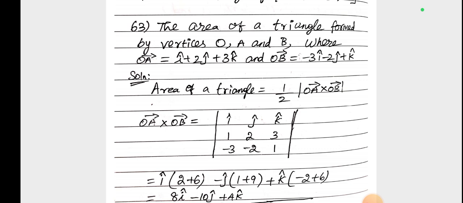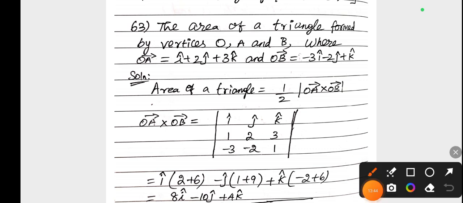So going for the 63rd question. Area of a triangle formed by vertices O, A, B. OA given, OB given. So the area of a triangle formula is half into magnitude of OA vector cross OB vector. So as usual, cross product, children, OA vector, i cap, j cap, k cap. So 1, 2, 3 and minus 3, 2, 1.